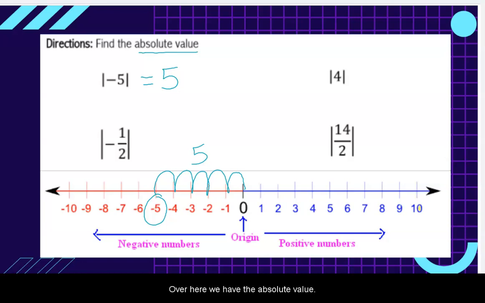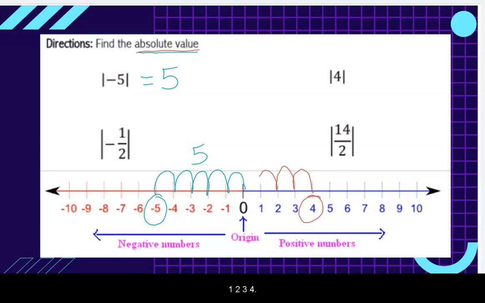Over here we have the absolute value of +4. So now I'm going to find +4 on my number line. It's over here. I'm going to circle it. And now again I'm looking for the absolute value. So I'm going to look at how far it is, and this time I have to go to the left to find out how far it is from 0.